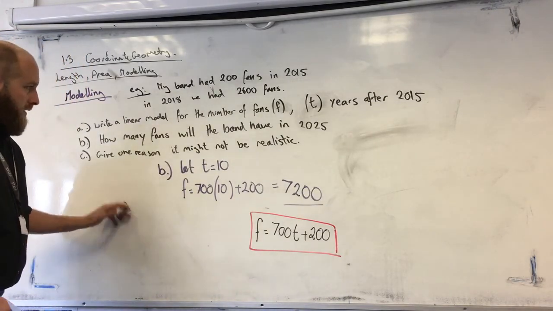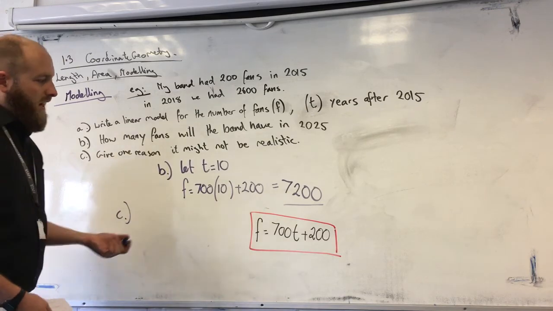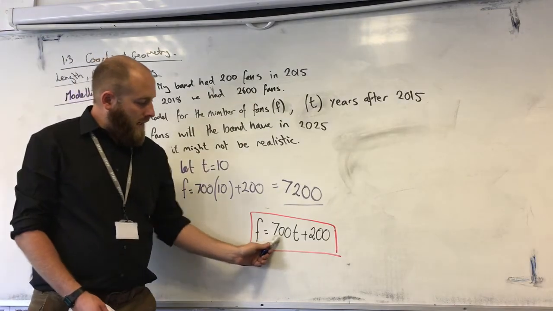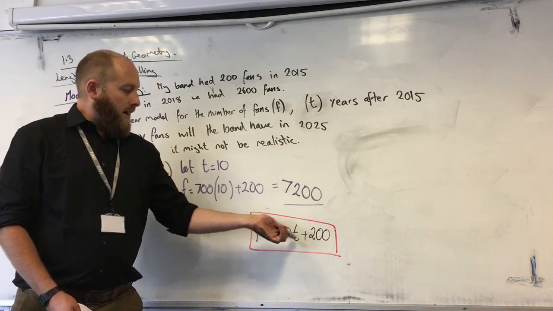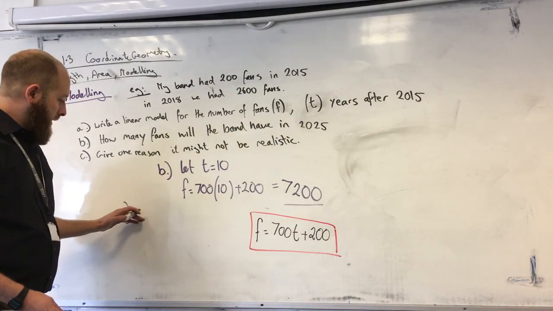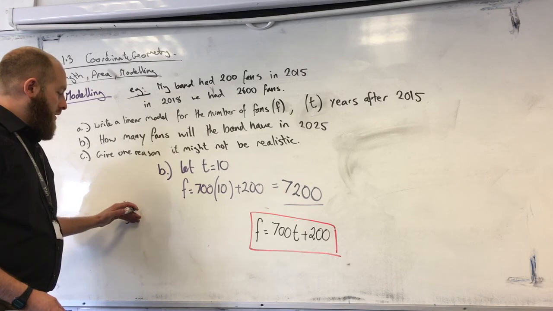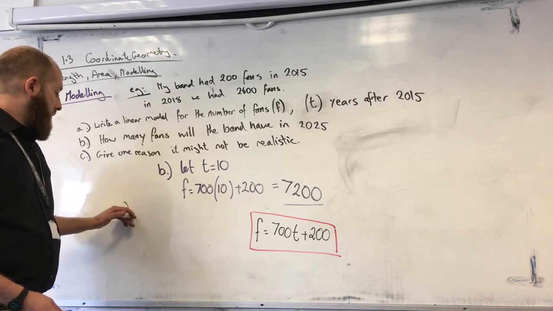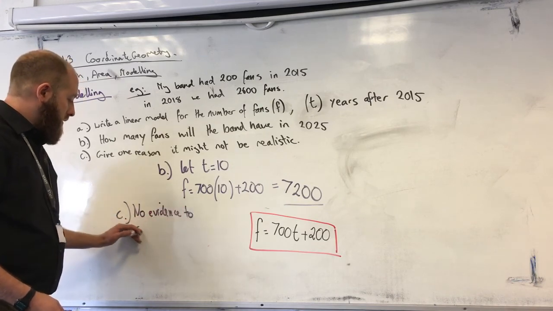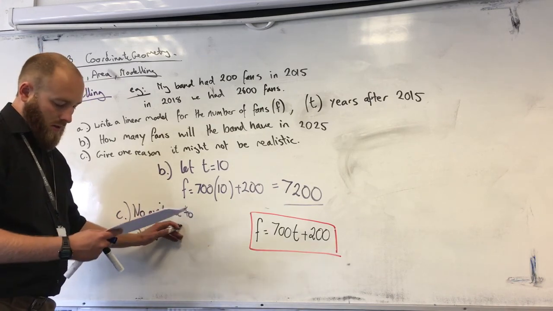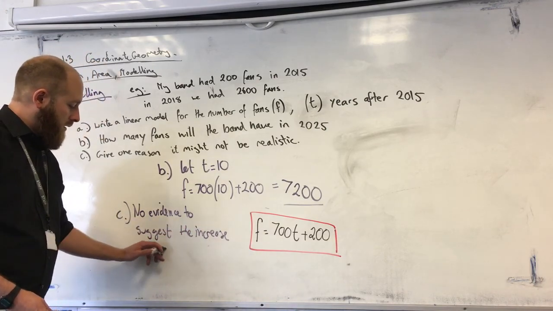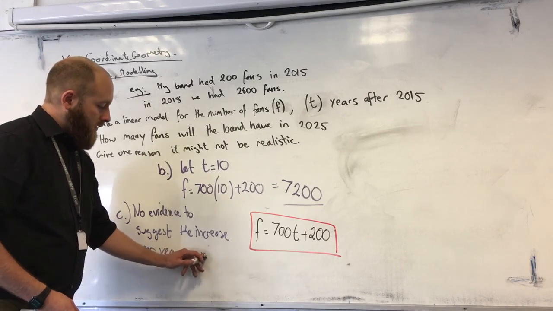And part C, give one reason it might not be realistic, is because we don't know about this data whether it's the same increase per year. We've assumed every year the band gets 700 extra fans, but we don't know what's going to happen, so we don't know if it's a constant linear model. So there's no evidence to suggest the increase per year is constant.